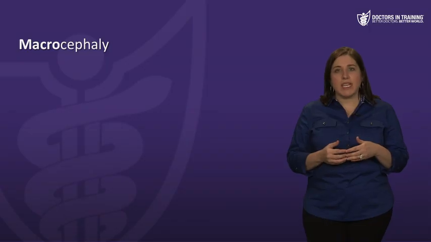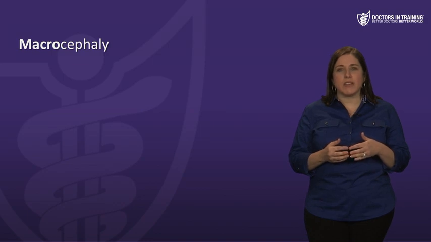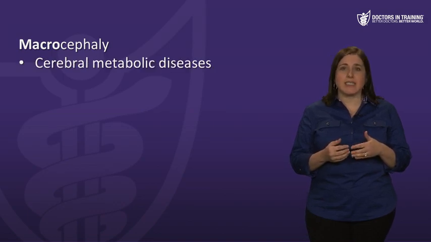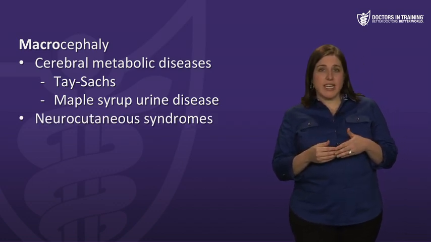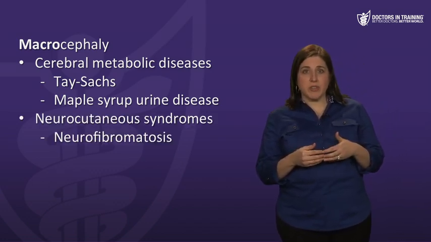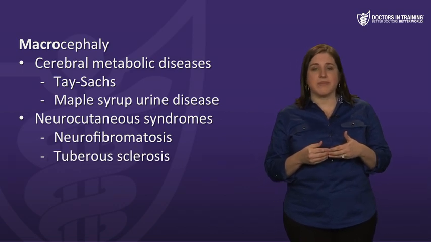Head circumference is measured in the first 3 years of life to make sure that the head is not too large or too small. Macrocephaly can be associated with cerebral metabolic disease like Tay-Sachs, maple syrup urine disease, neurocutaneous syndromes like neurofibromatosis and tuberous sclerosis.